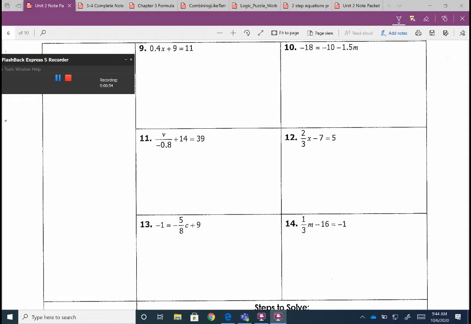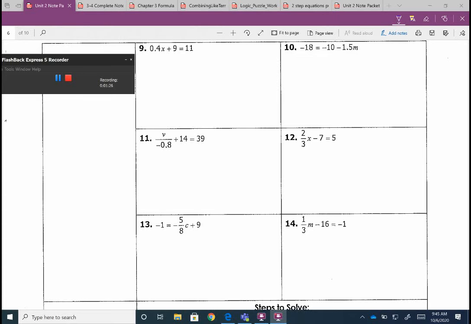So as we start with number 9, remember the first thing we want to do is figure out where our variable is, which is our letter. We want to get that variable by itself. So as I look at number 9, I see that I have an x over on the left side of the equation. My goal is to get the x by itself and move away everything else on that side. So at some point, the 0.4 and the 9 need to be moved away from the x.